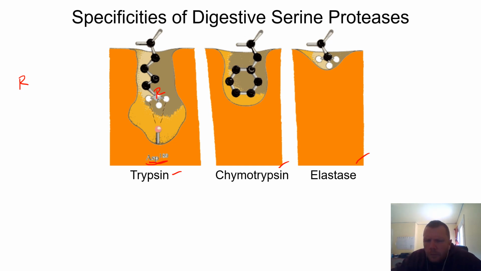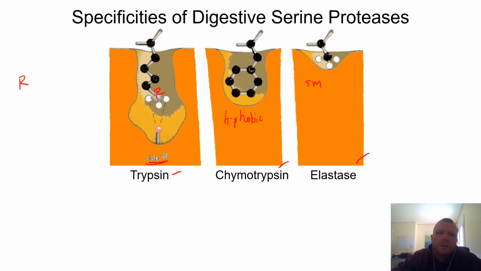Chymotrypsin has a fairly hydrophobic specificity pocket, in which case it's going to look for bulky residues. Elastase has a very small specificity pocket, in which case it's going to seek out only very small amino acid residues. So these different enzymes, these different proteases, are going to select the different peptides that they cut based on sequences.